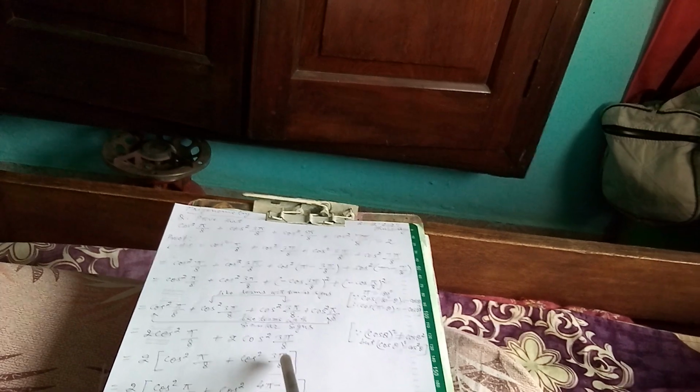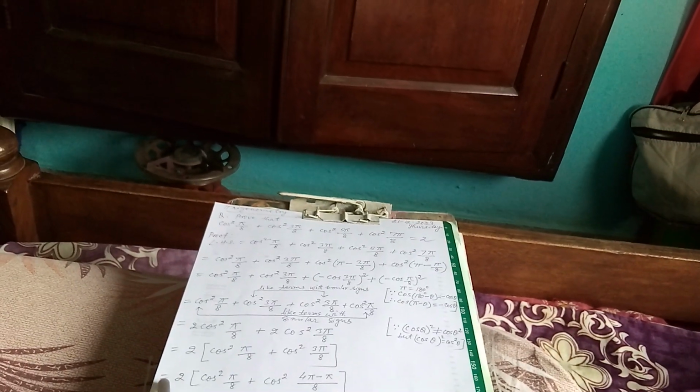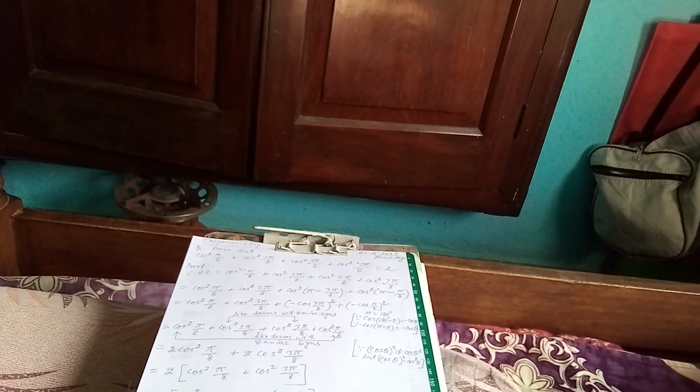Then 3 pi by 8 can be written as 4 pi by 8 minus pi by 8. So this equals 2 into cos square pi by 8 plus cos square of 4 pi by 8 minus pi by 8, where both terms are divided by 8. And 4 pi by 8 means pi by 2. So this becomes 2 into cos square pi by 8 plus cos square of pi by 2 minus pi by 8.